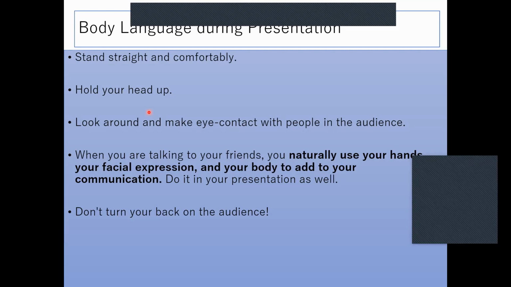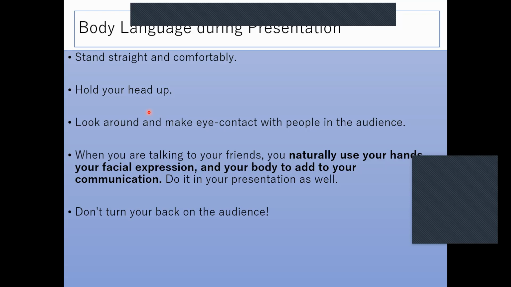Stand straight and comfortably. What does it mean? When you give the presentation, you stand comfortably, straight. Do not lean like this, do not stretch like this. Stand straight and comfortably, just put your hands at your sides. Then hold your head up. Don't look down, just straight. And look around and make eye contact, like I said, eye contact first. Then start your presentation.